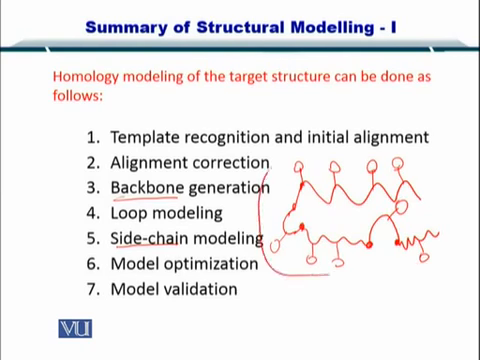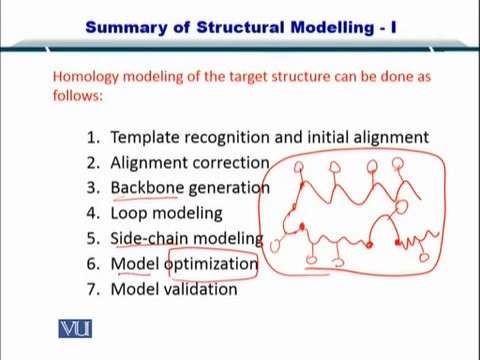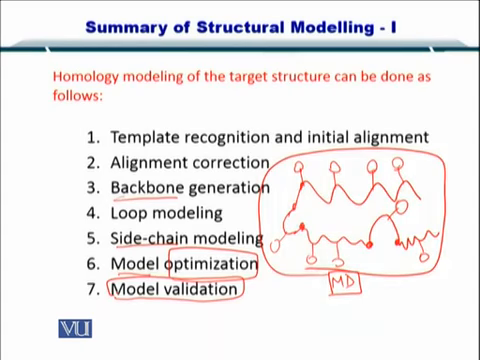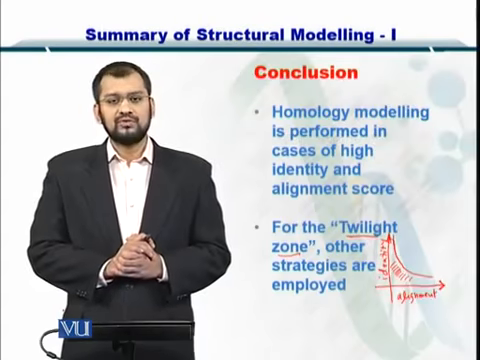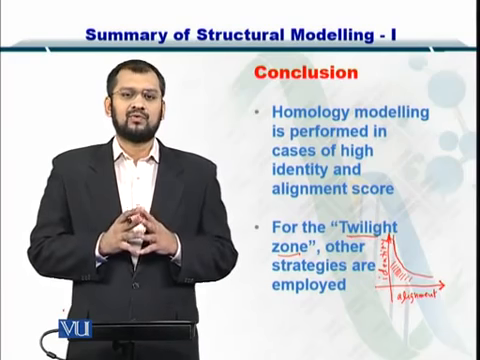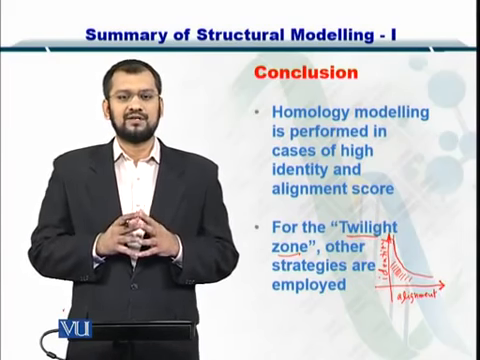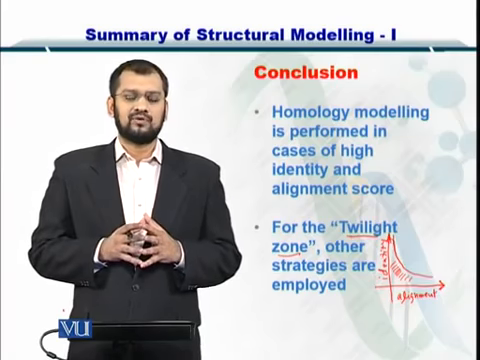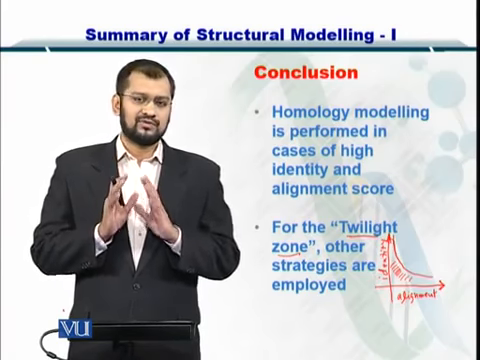And once the entire structure was complete, you went for optimizing this model. So you can use the MD simulations, the molecular dynamic simulations. And lastly, the last step, of course, is model validation. So you had to validate the structure that it is biologically plausible. So in conclusion, homology modeling had 7 steps, and it was one of the most important strategies for predicting structures of protein and the protein sequences.